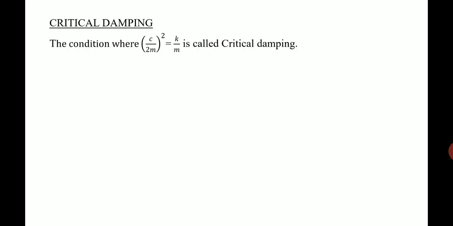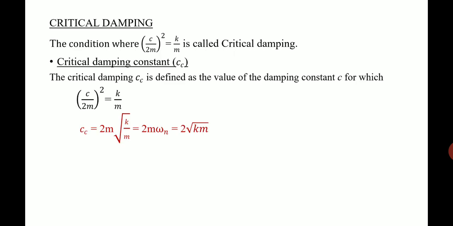Okay. Next we are going to see in detail about the critical damping. As we have said, (c by 2m) the whole square is equal to k by m. This is called critical damping. Now you have to understand two terms here which will be useful in problems. First one is the critical damping constant. The value of the damping constant such that (c by 2m) the whole square is equal to k by m is called the critical damping constant, which is represented by Cc.